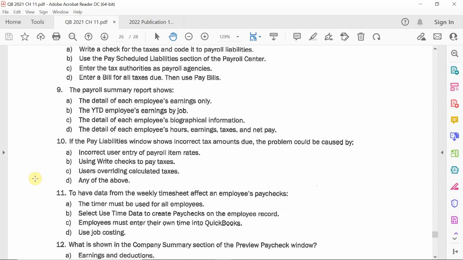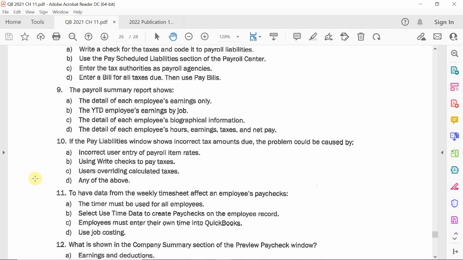Number 10, the payroll liabilities window shows incorrect tax amounts due to problems that could be caused by D. Any of the above is correct, right? Incorrect user entry, so if you accidentally made a typo in there, or you had an error in the payroll item's rate, using the write checks window instead of the window used to pay for taxes.